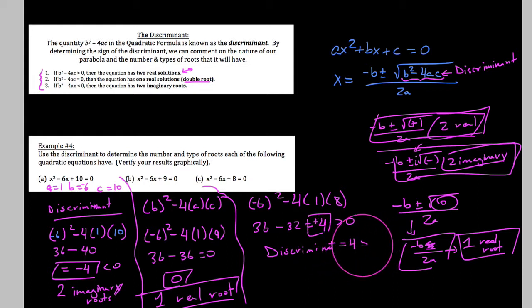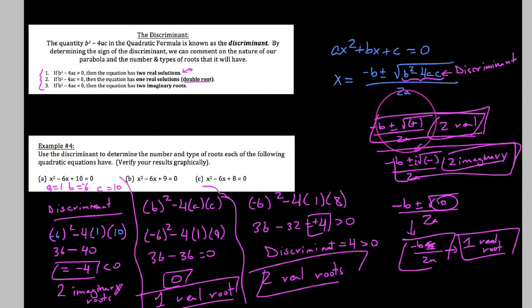equals 4, and that's greater than 0, then we get two real roots, or two real zeros, or two real solutions, but only because when we take the square root of a positive, we'll actually get some real numbers that go with this. So that is what the discriminant is. It's this inner portion, and just by telling whether it's positive, negative, or 0, we can tell what kind of solutions we're going to get, and the nature of our graph.